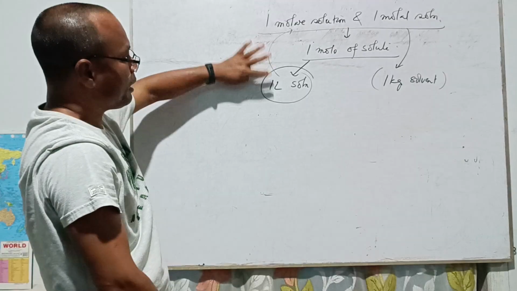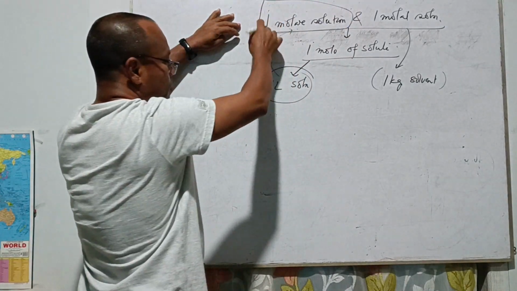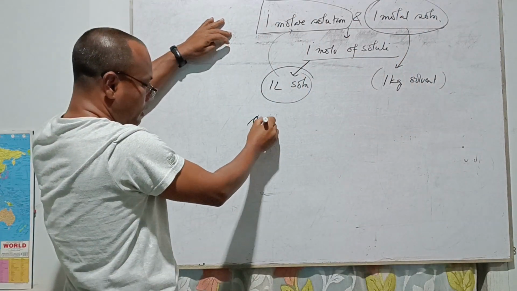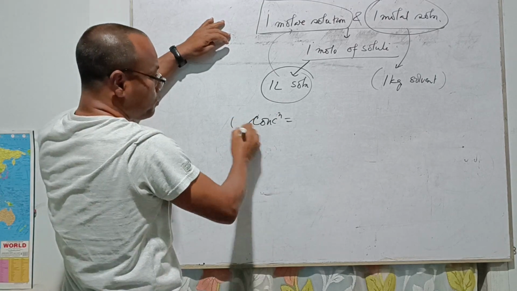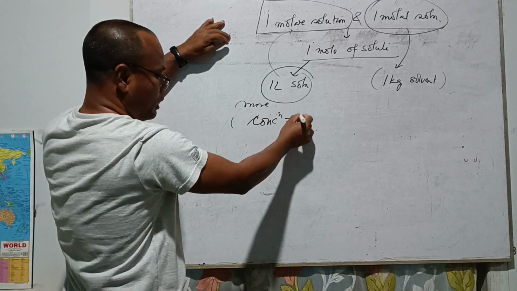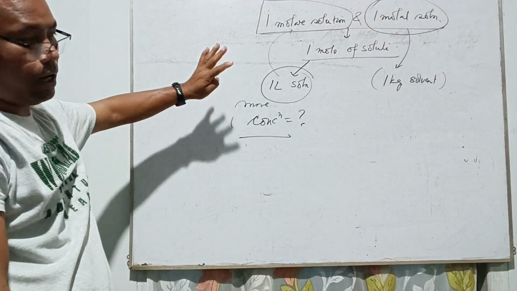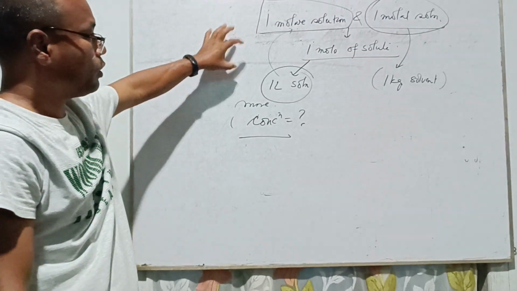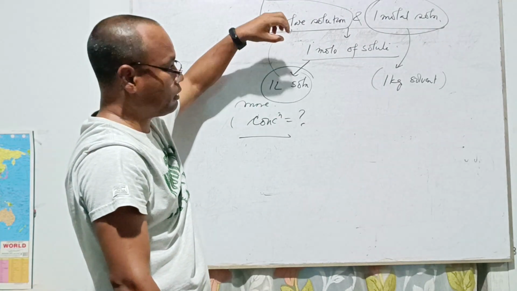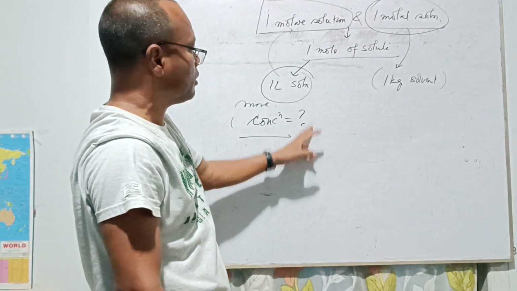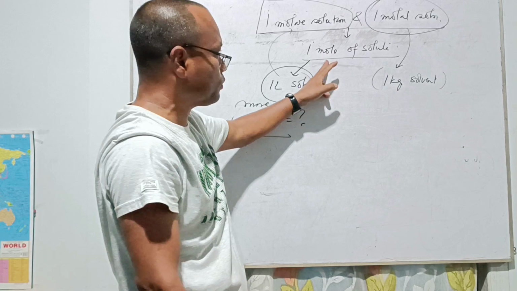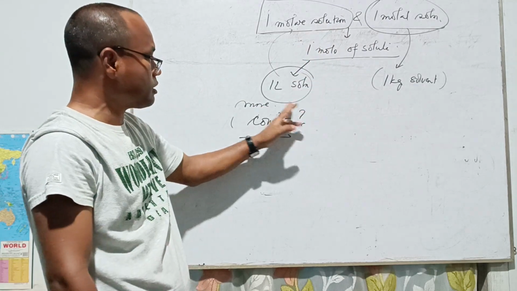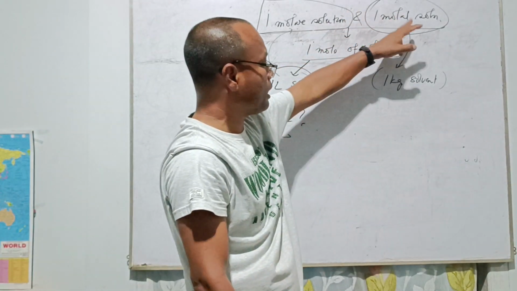Now, when we prepare the 1 molar solution and the 1 molal solution, my big question is, which one is more concentrated? That is the very big question. I repeat once again: 1 molar solution and 1 molal solution. What is the common thing? 1 mole of solute here, and also 1 mole of solute here. The only difference is that in a 1 molar solution there is 1 liter of solution, but in a 1 molal solution there is 1 kg of solvent.